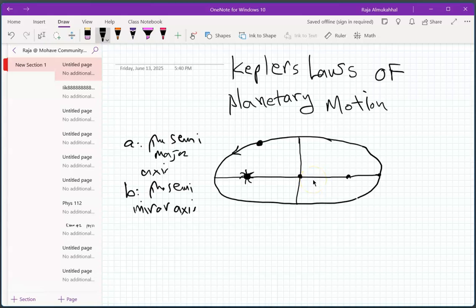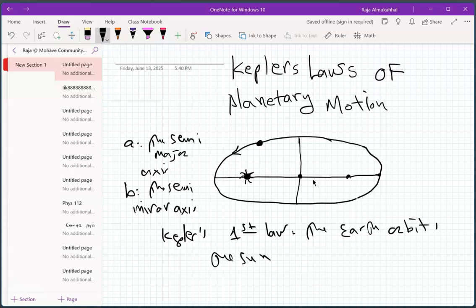Kepler's first law says the Earth orbits the sun at one focus, at one of the foci of the ellipse.